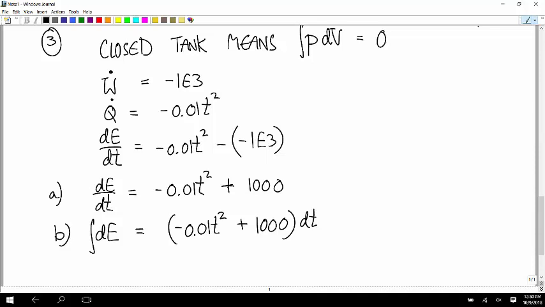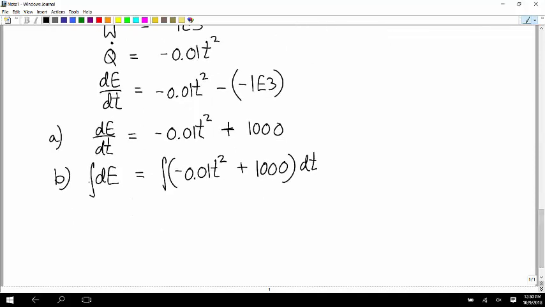Okay, so now integrate both of these. And you get that the change in energy is equal to negative 0.003 repeating T cubed plus 1,000 T. Any questions about that one?